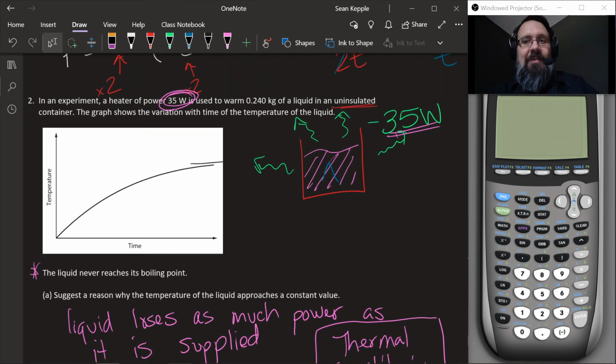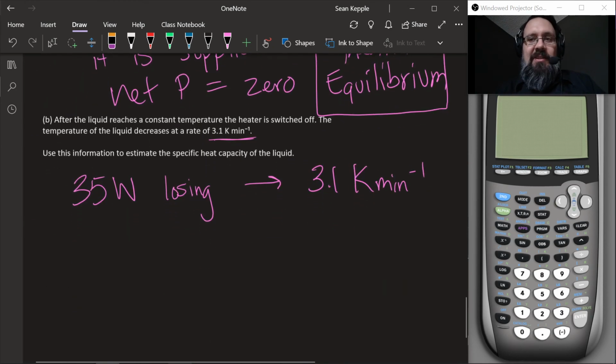Now that's a huge assumption because actually that won't be true. Like throughout, if we wait a couple of seconds or a couple of minutes, the 35 watts is not going to be a constant rate of loss. You can actually see here because of the curvature of this graph that the rate that it's losing is not constant. But we're going to make an assumption that it is constant. It'll give us the wrong answer, but this is just an estimation.